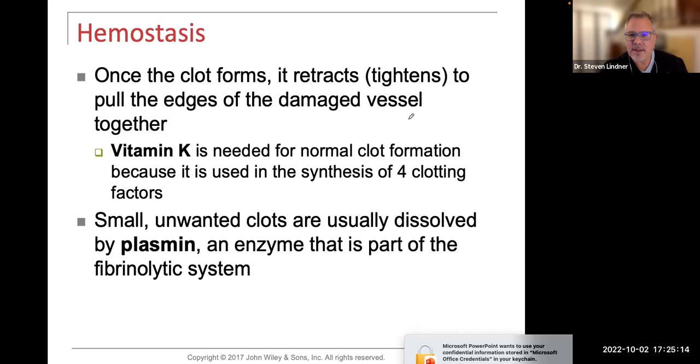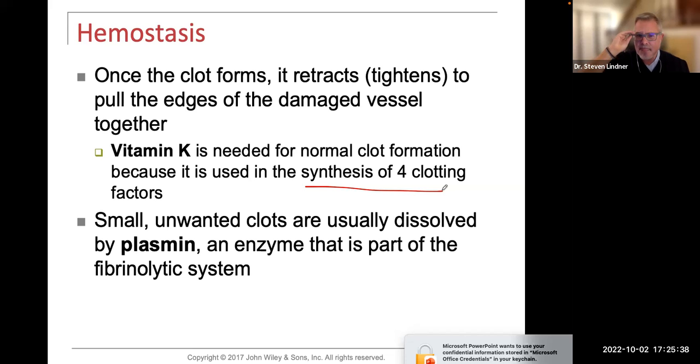And we know that vitamin K is also needed for a clot to form. It's used in the synthesis of 4 clotting factors. Again, I'm not going to ask you which clotting factors are involved, but it is important to know that we need vitamin K and we need calcium. Vitamin K is really important.